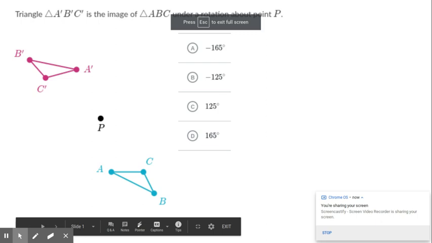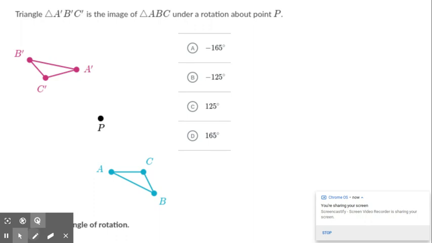Triangle A prime, B prime, C prime is the image of ABC under a rotation about point P. So with this one, I highly recommend never, ever, ever focus on the entire shape. Simply focus on a pair of pre-image and image points. Draw your segments going from the center of rotation to the image point, center of rotation to the pre-image point. So if we take a look at this one, I go from P to A and P to A prime.